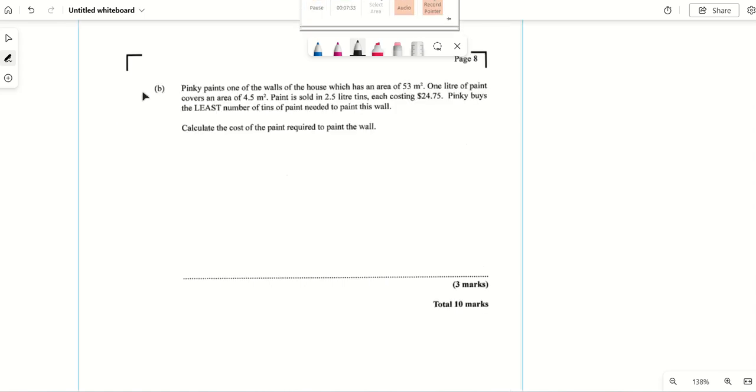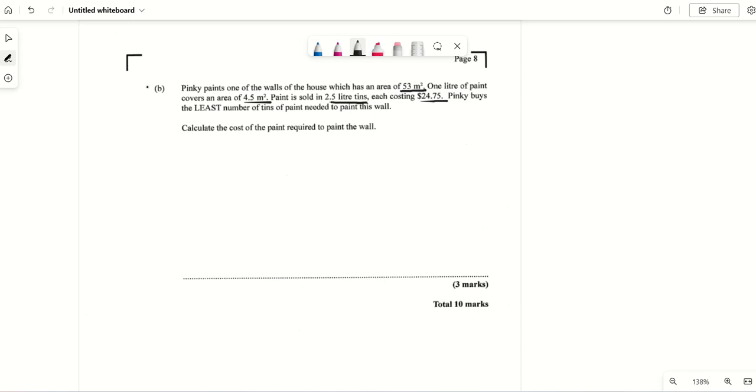So the last question, part B, says Pinky paints one of the walls of the house, which has an area of 53. So we know that it is 53 meters squared. 1 liter of paint covers 4.5 meters squared. A paint is sold at 2.5 liters in a tin, and it costs 24.75. So you see what I'm doing here? I'm underlining what they told you. Then they ask you for the least number of tins. So we want to find out the number of tins, right?